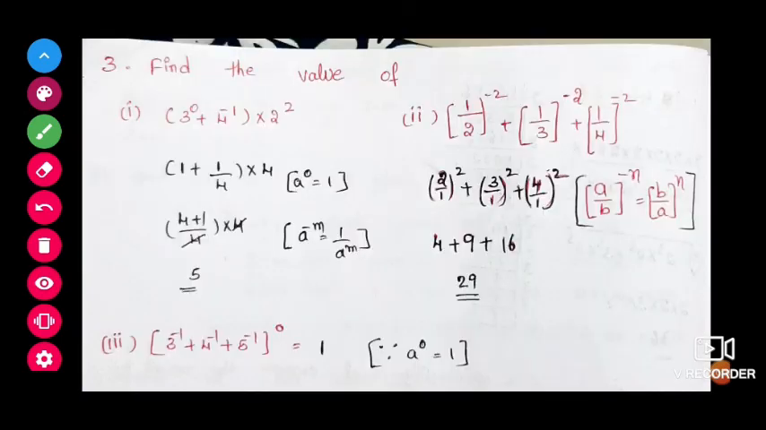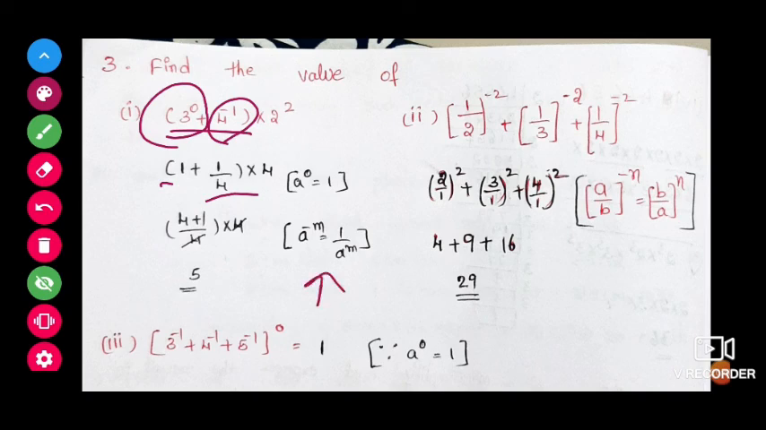Next, find the value of 3 to the power 0 plus 4 to the power minus 1 into 2 square. Here, first, we will simplify whatever is there inside the bracket. So 3 to the power 0 is nothing but 1. 4 to the power minus 1 is nothing but 1 by 4, because whenever we take a to the power minus m, we can write as 1 by a to the power m. Into 2 square is nothing but 2 into 2, 4.